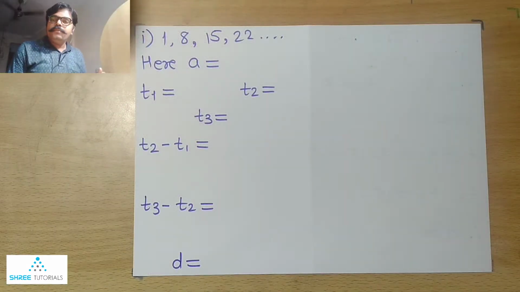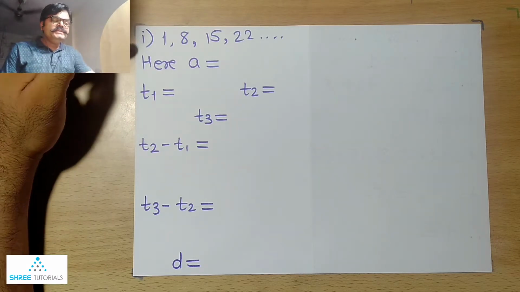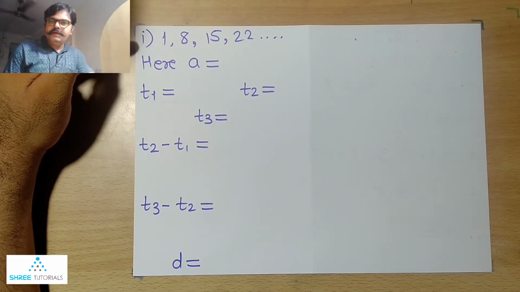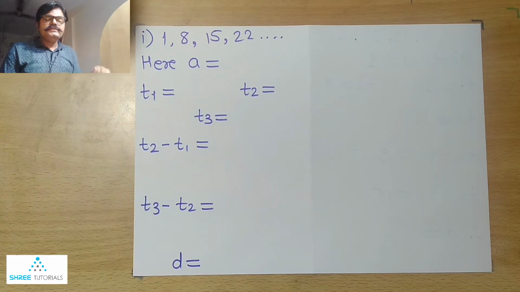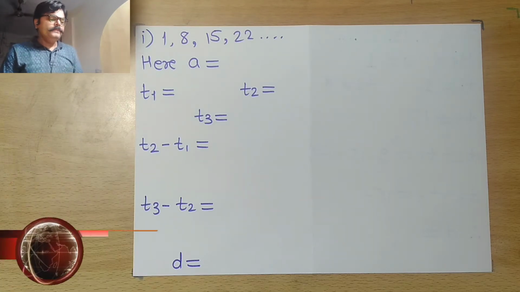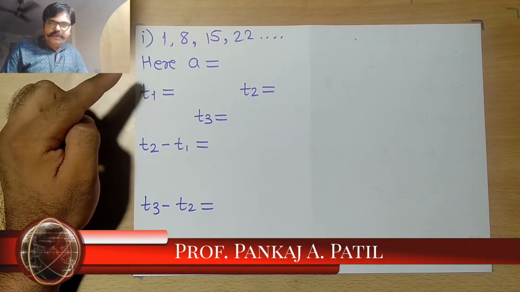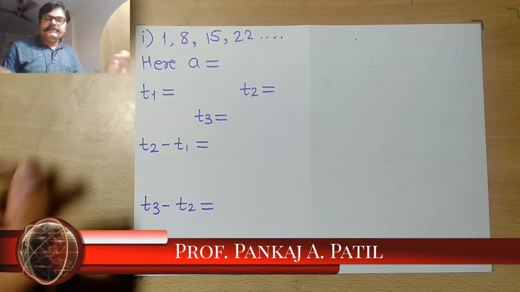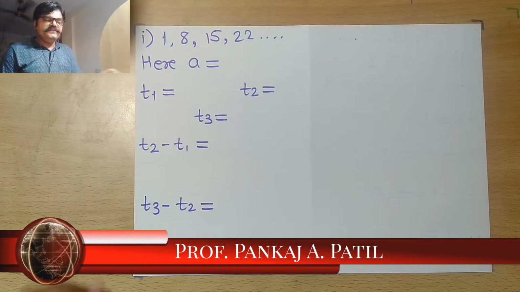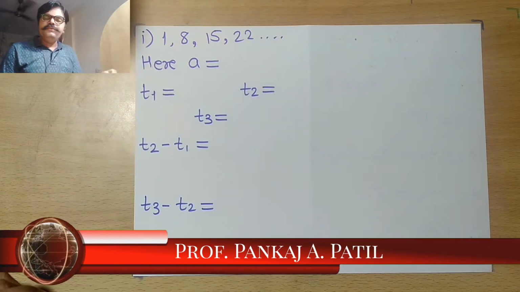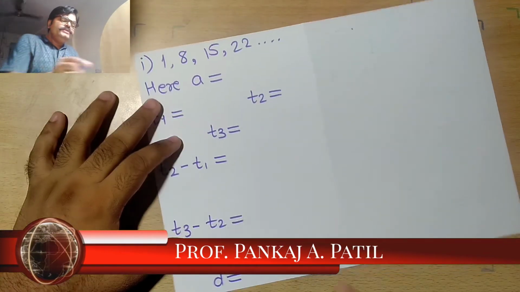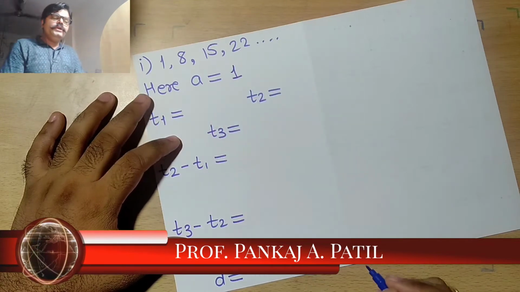Okay, so in this problem they have mentioned that this is our arithmetic progression and these are some blanks we are supposed to fill in. So first, the blank which we are supposed to fill is the value for a. Now please note, a is nothing but the first term from the given sequence. So the first term from the given sequence is actually 1. So that is the value we are going to substitute.